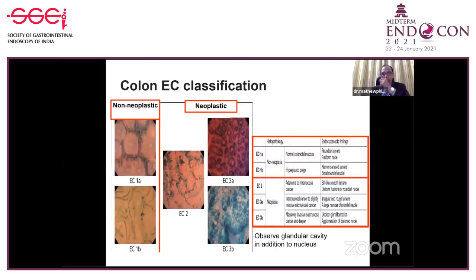So coming to the colon, it is thought that endocytoscopy can actually identify the lesions, and then you can classify them into different types. The classification is EC1, endocytoscopy 1A and 1B. They are non-neoplastic. 1A is normal mucosa, 1B is hyperplastic polyp. Then EC2 is neoplasia, ranging from adenoma, to dysplasia, and finally to invasive cancer. So from EC1A to EC3B.